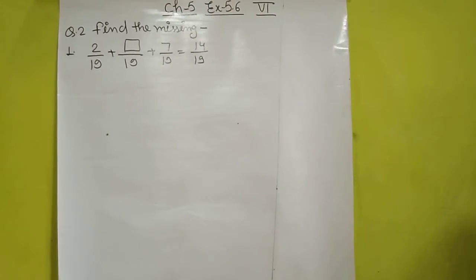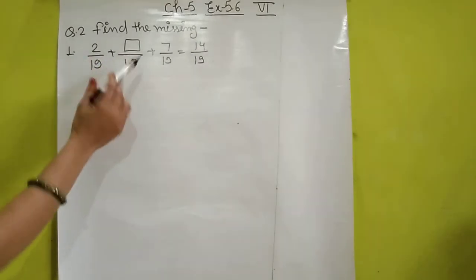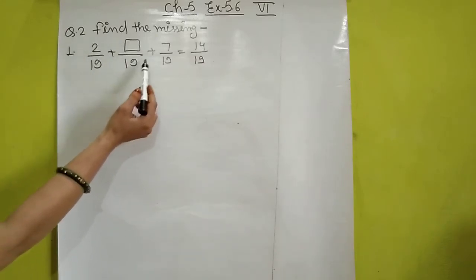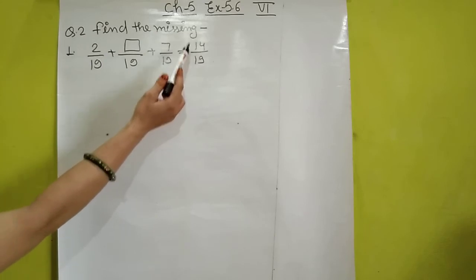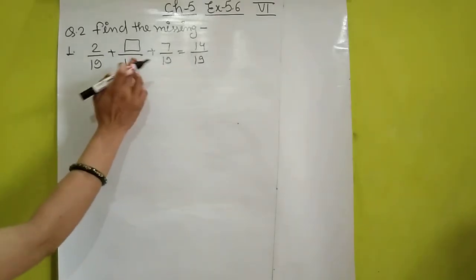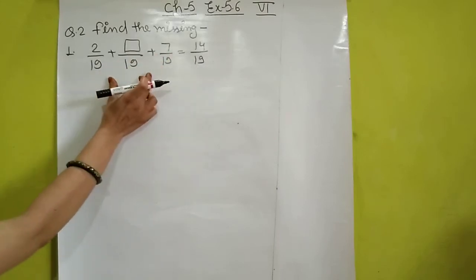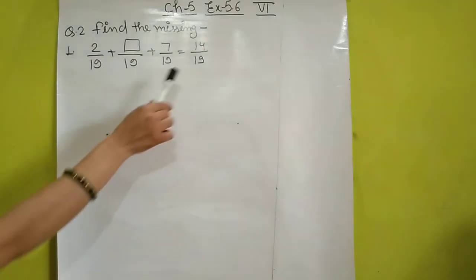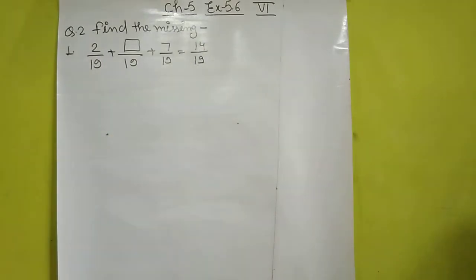Now students, question number 2 is find the missing. Here part 1, 2 upon 19 plus dash upon 19 plus 7 upon 19 is equal to 14 upon 19 is given. Students, you know, there are two parts. One is LHS left hand side and second is RHS right hand side. So 14 upon 19 is given.